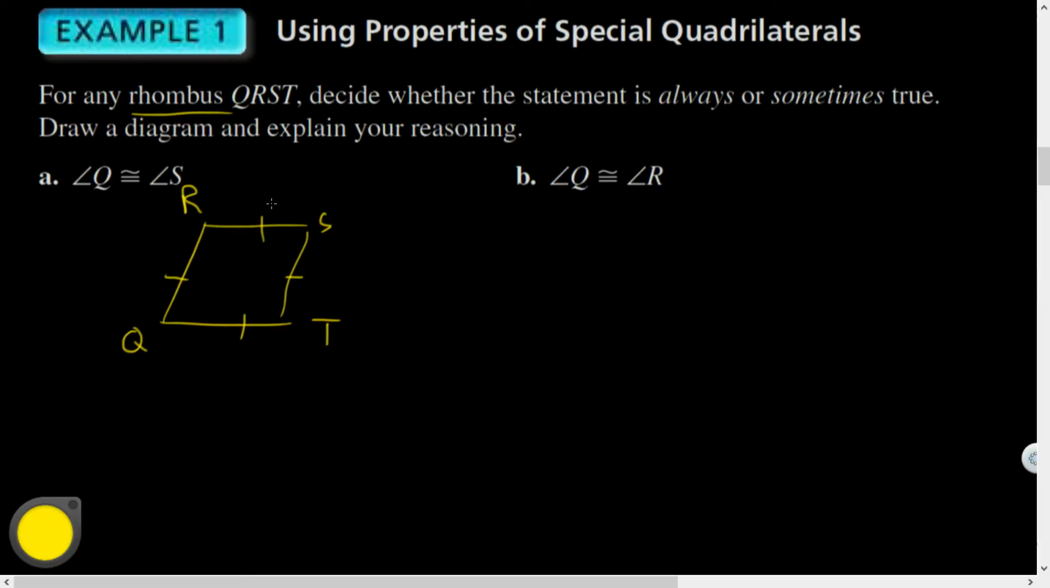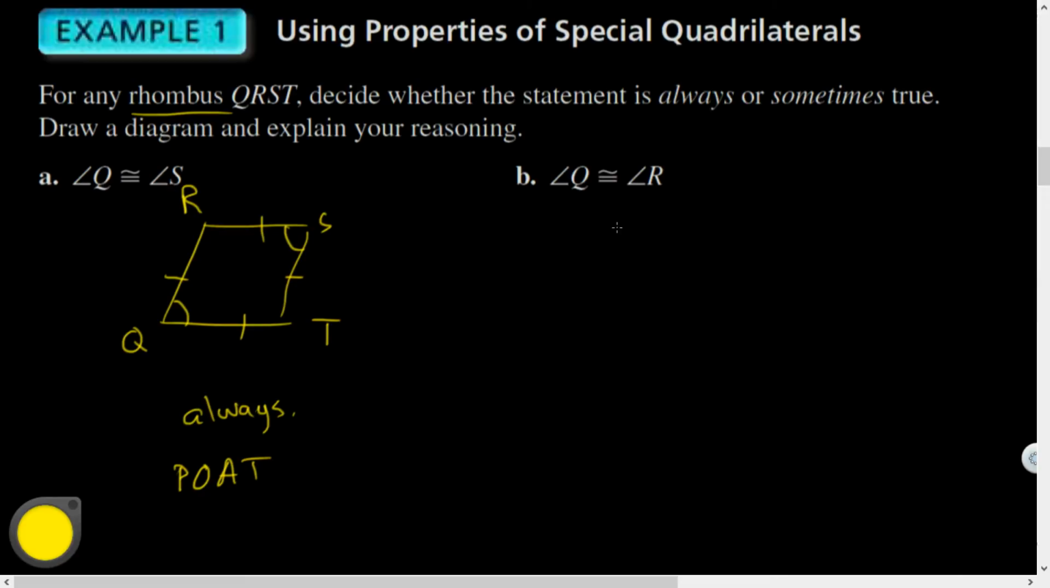They're asking me, Isaiah, will angle Q be congruent to angle S always or sometimes? Always. Why are you thinking always? A rhombus is a type of parallelogram. Parallelogram, opposite angles congruent theorem. Something like that. Yeah, that sounds good. All right, I like it.